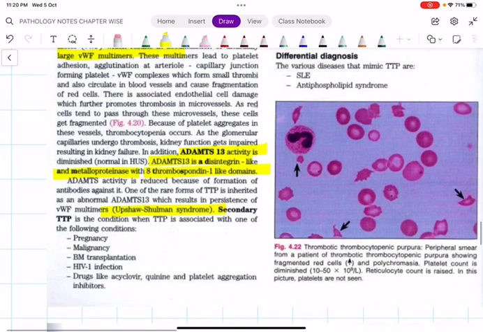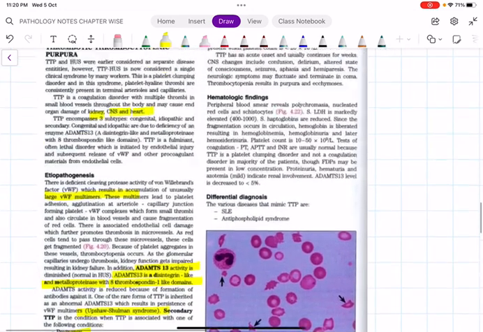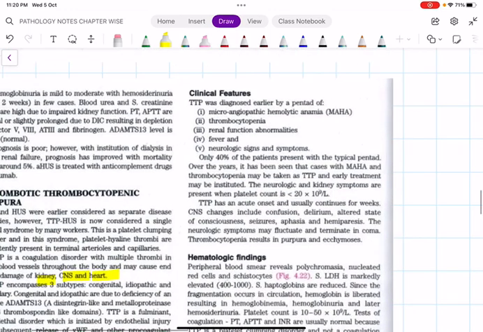Fine. And this TTP also occurs in case of pregnancy, malignancy, bone marrow transplantation, and drugs like acyclovir, quinine and platelet aggregation inhibitors. All these drugs may cause what we call secondary TTP. So the clinical features: remember, children, what is the triad of hemolytic uremic syndrome? MAHA, thrombocytopenia, renal function abnormality. That triad plus fever and neurological signs. So triad plus 2 becomes pentad.